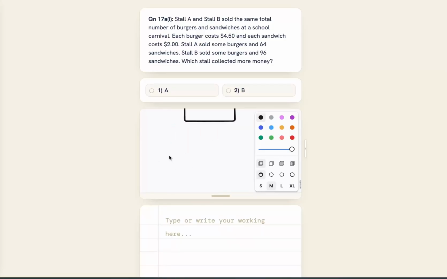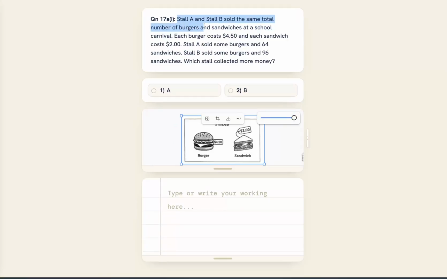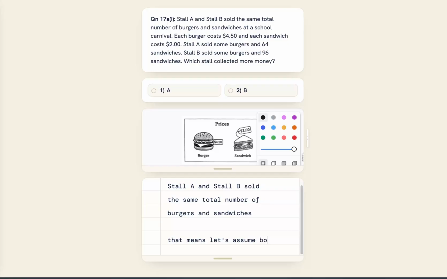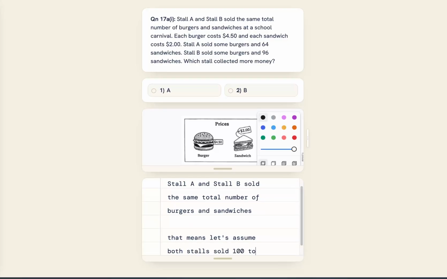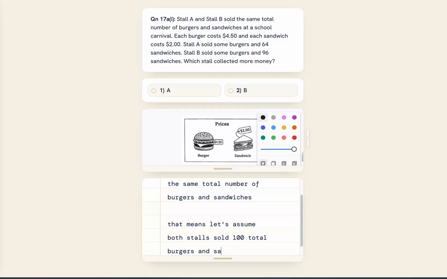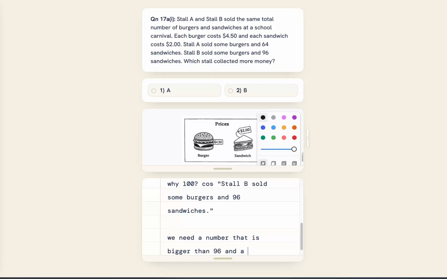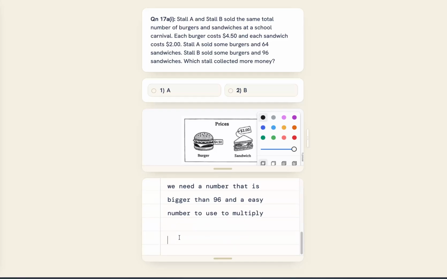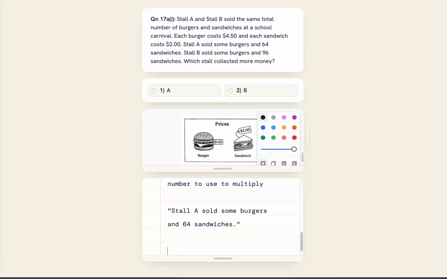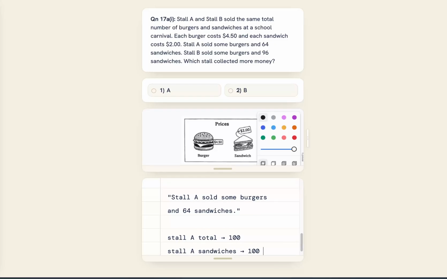So the concept over here is that Stall A and Stall B sold the same number of burgers and sandwiches as well. So that means, let's assume both stalls sold 100 total burgers and sandwiches. Why 100? Because stall B sold some burgers and 96 sandwiches. We need a number that is bigger than 96 and an easy number to use to multiply. Okay, so from here, stall A sold some burgers and 64 sandwiches. So stall A total is equal to 100. So stall A sandwiches is equal to 100. No, 64.